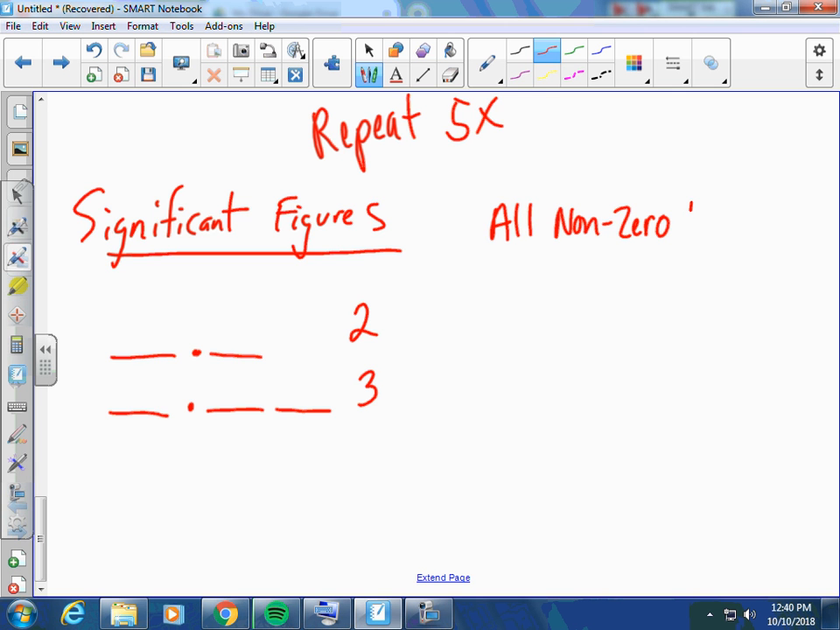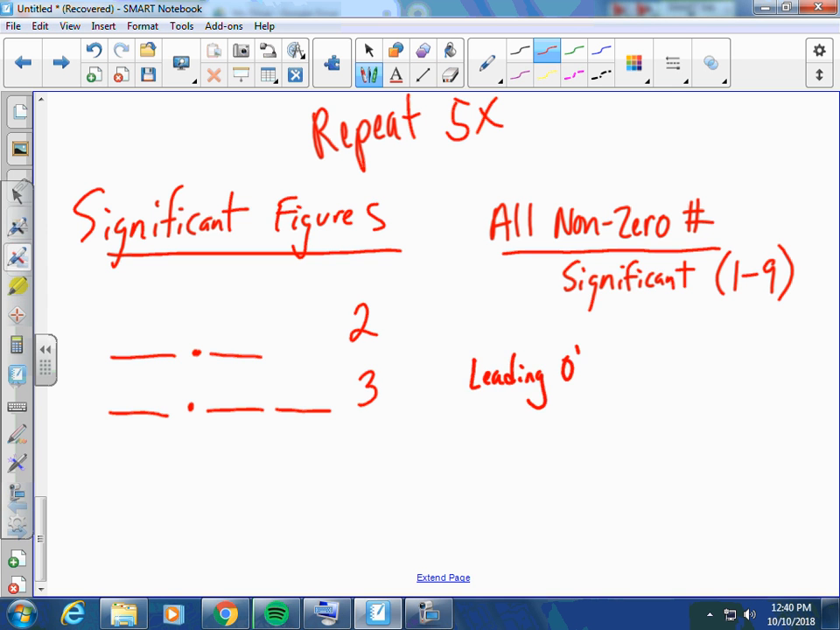All non-zero numbers are significant. So that means 1 through 9, they always count as significant figures. Okay? It's the zeros that are weird. So we can have 3 kinds of zeros. We can have leading zeros. We can have middle zeros. We can have trailing zeros. Okay? These are the 3 types of zeros we can have.